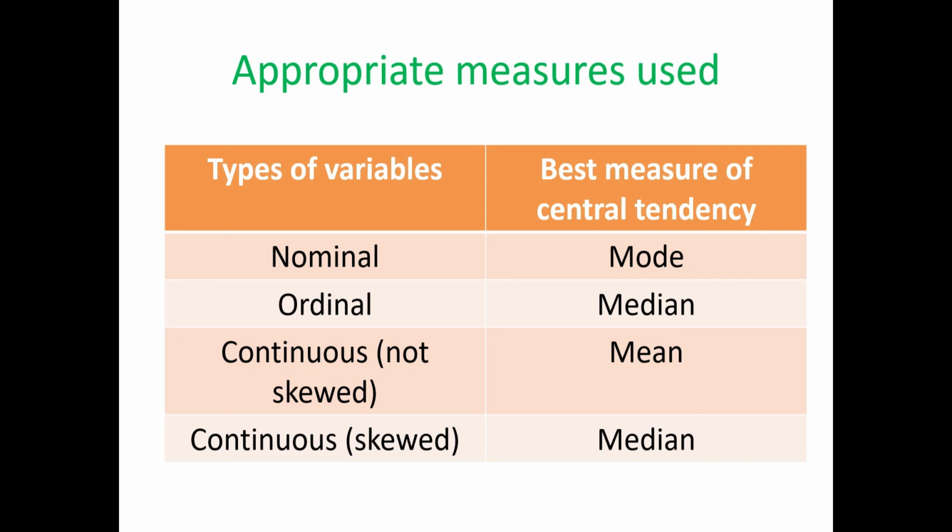So what are the appropriate measures to use? By type of variable: if it is nominal, the best measure is the mode. If it is ordinal, the best measure is the median. If it is continuous and not skewed, you should use the mean. If it is a continuous variable but skewed, you should use the median. This will tell us what the data is saying to us. This is a formula for communication.